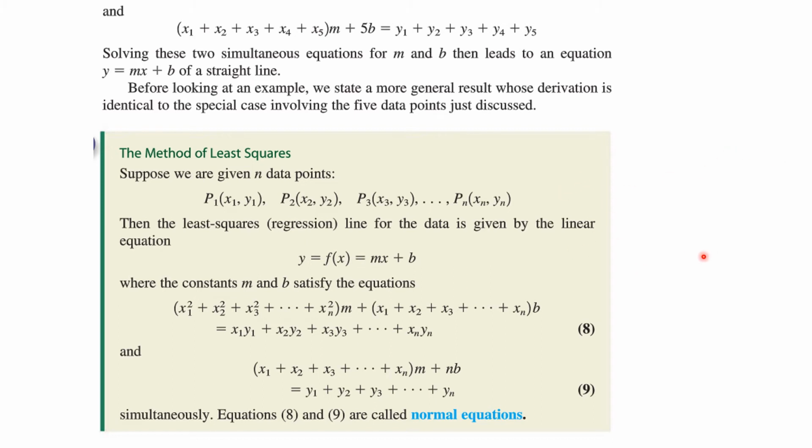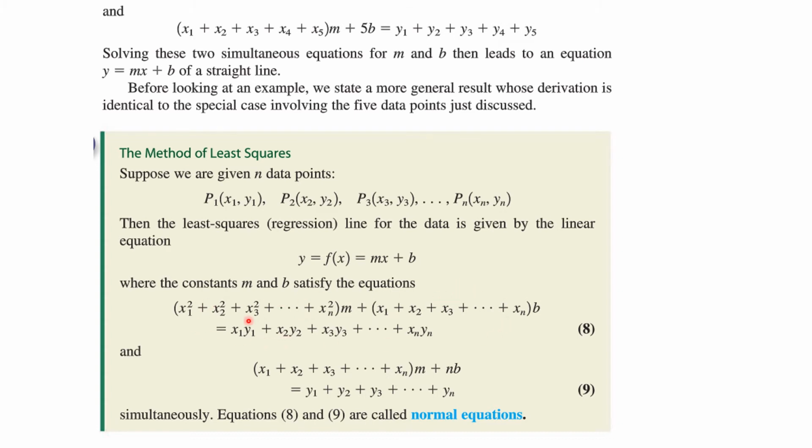here is the theorem. So suppose we have n data points, x1, y1, x2, y2, x3, y3, dot, dot, dot, as many as we want, x4, y4, and then all the way up to xn, yn. Then the least squares regression line for the data, given by the equation y equals f of x equals mx plus b, where the constants m and b satisfy these equations.